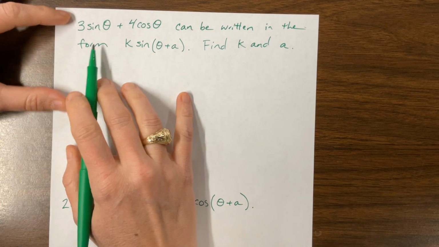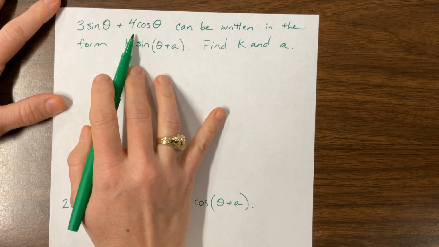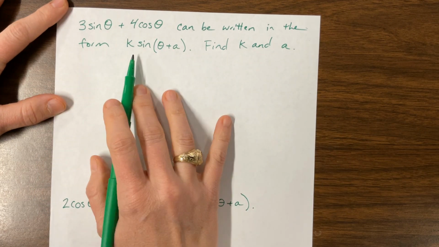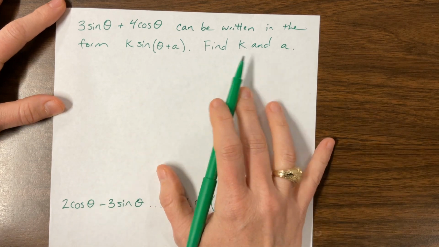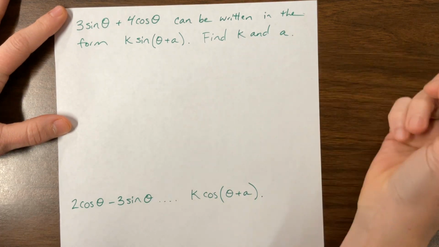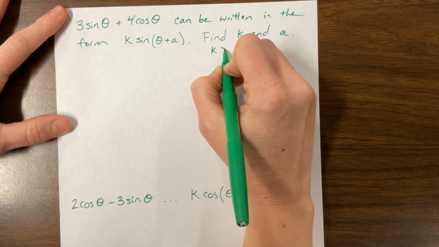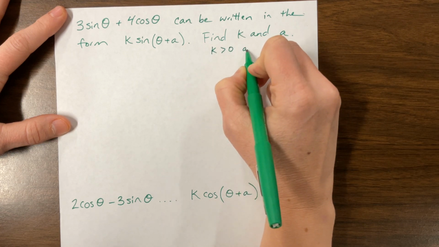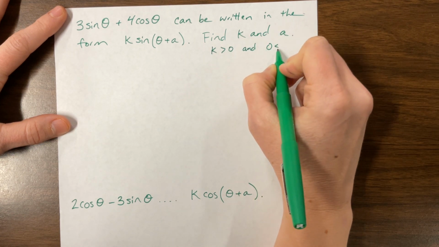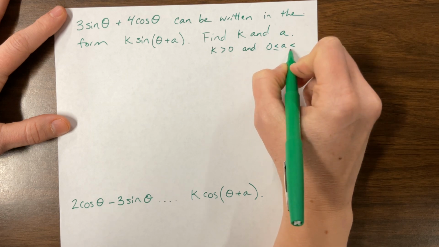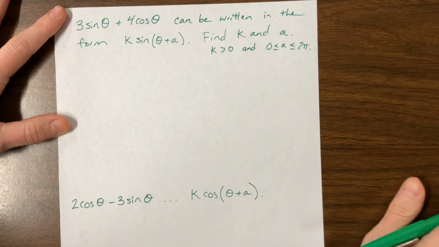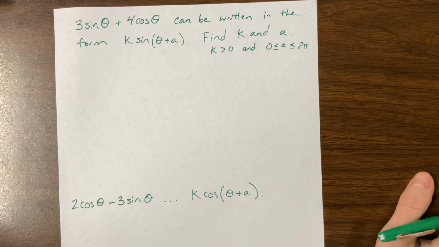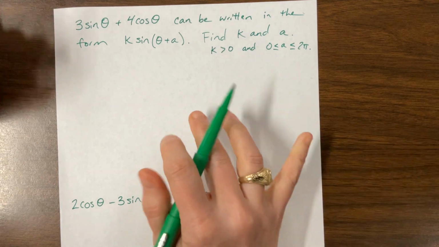Okay, so I have this 3 sine theta plus 4 cosine theta can be written in the form k sine of theta plus a, and then they'd say find k. I should specify that k is greater than 0 and 0 is less than a is less than or equal to 2 pi. I'm giving some little guidance there. I want the k value to be positive because if it's not, we have lots of choices.